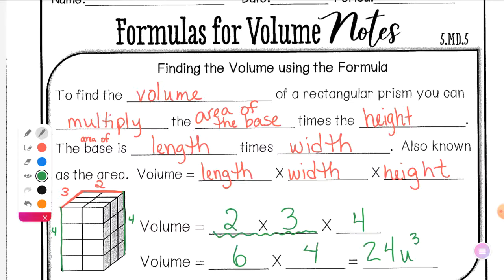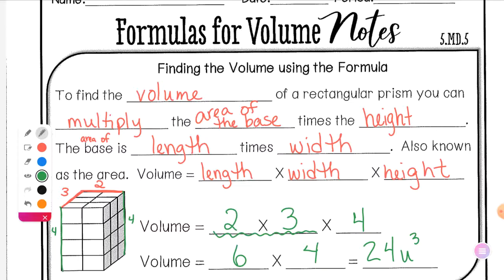Anytime you're doing volume, it will always be units cubed, and it's because, like if this was feet, it would be 2 feet times 3 feet times 4 feet. So our answer is actually 24 feet times feet times feet. So we just write it as like feet cubed or units cubed. Everybody have that down before we go on?